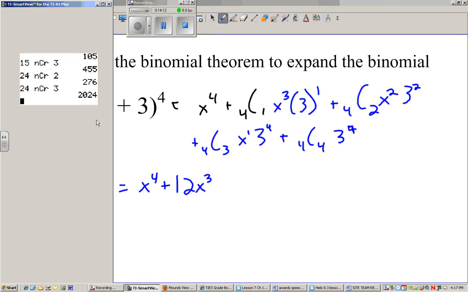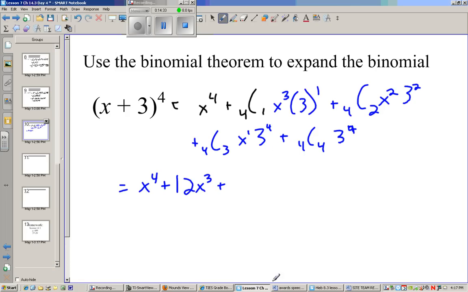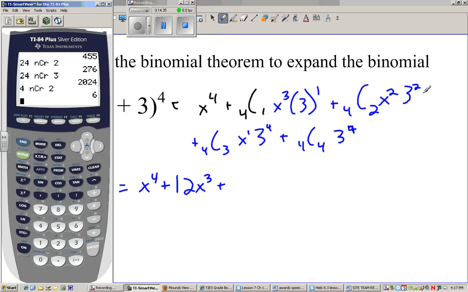Let's see if we can bring this up again. 4 choose 2 should give us 6. So let's check it out. Yeah, that'll give us 6, and 6 times 3 squared, which is 9, should be 54.